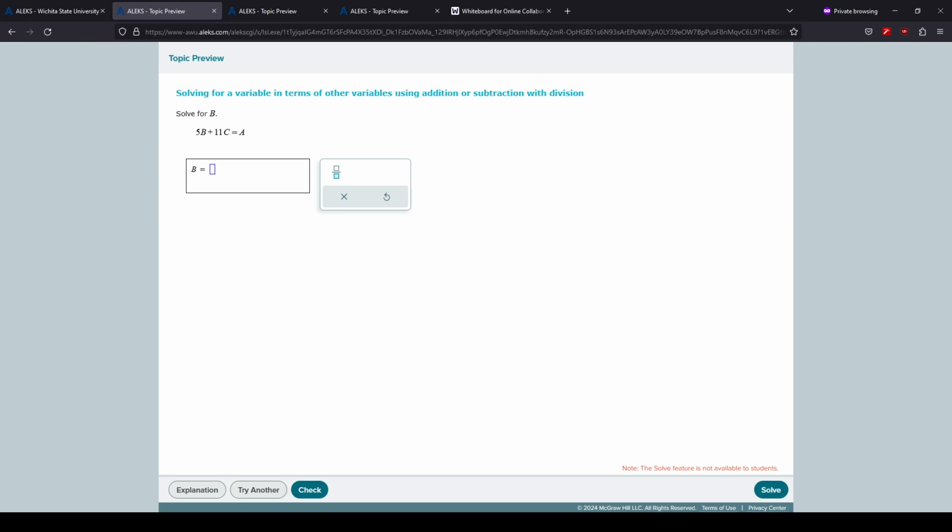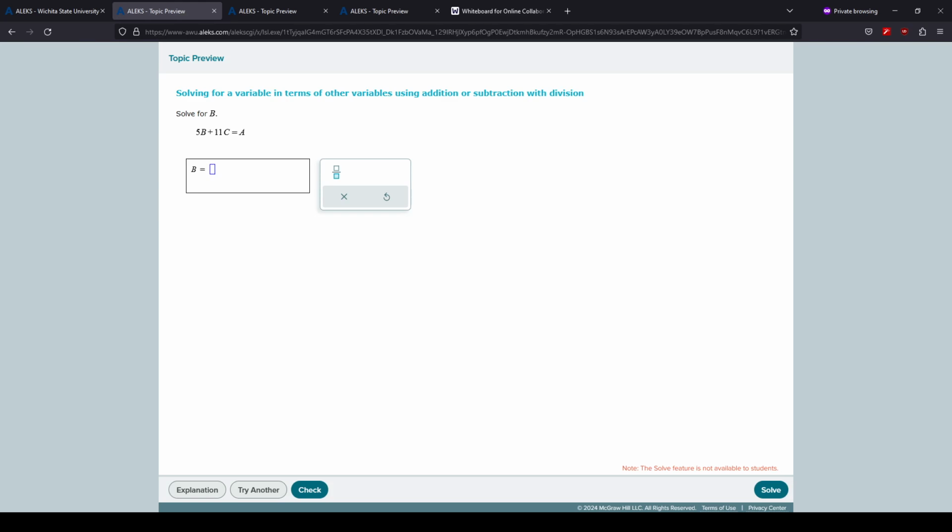Our first one, we're looking at solving for a variable in terms of other variables using addition or subtraction with division. The task here is we need to solve for b in the equation 5b plus 11c equals a. Solve in this particular instance isn't trying to have us find a specific value for b. Since we have two other unknowns, c and a, there's no way to find a unique solution to this particular equation. Instead, what it means in this context is that we need to isolate b by itself on one side of this equation to finish this problem.